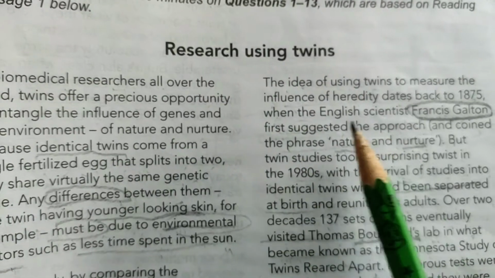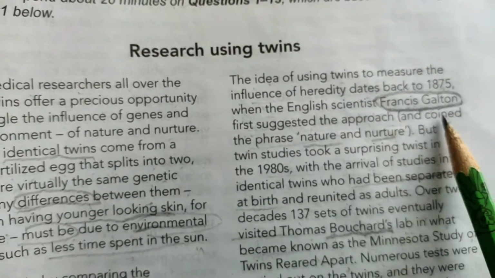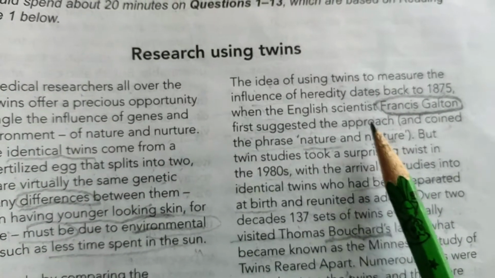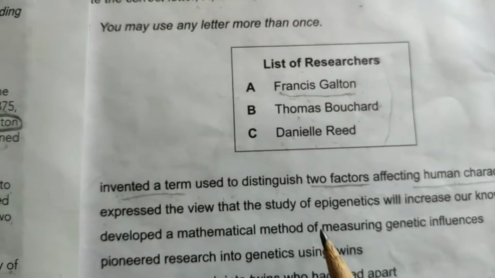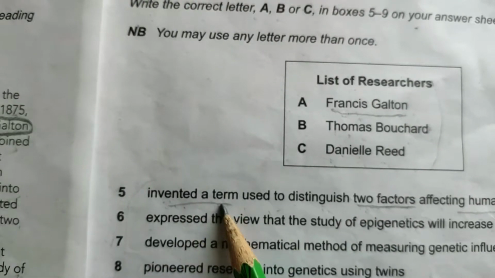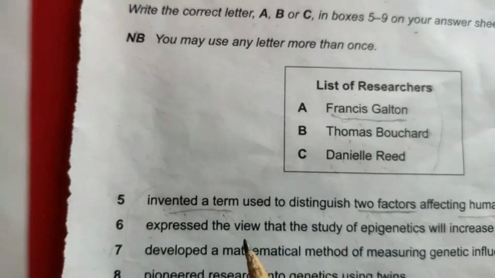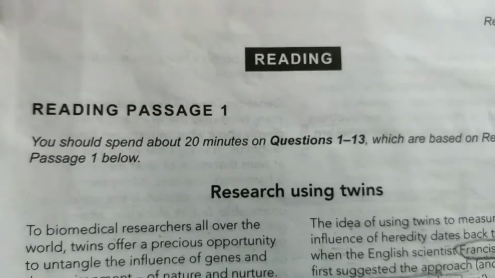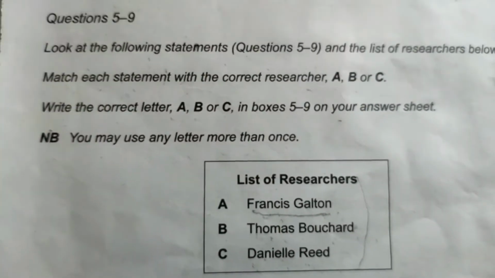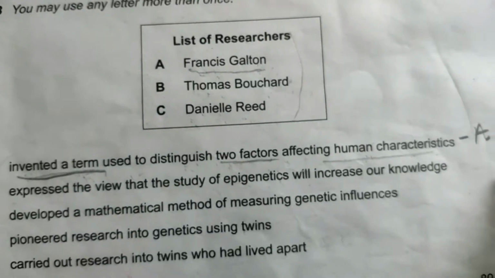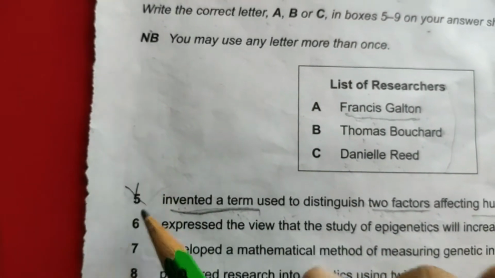When the English scientist Francis Galton first suggested the approach and coined the phrase nature and nurture, the word approach here means they are saying he invented a term, and here he is saying invented a term used to distinguish two factors. The two factors are nature and nurture. So for this we find the answer A, Francis Galton, and we will eliminate this.